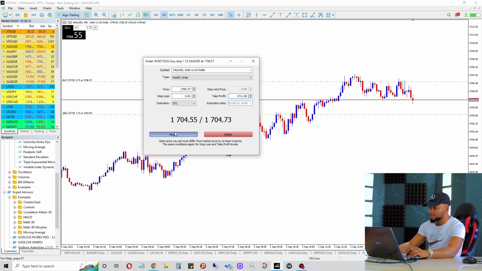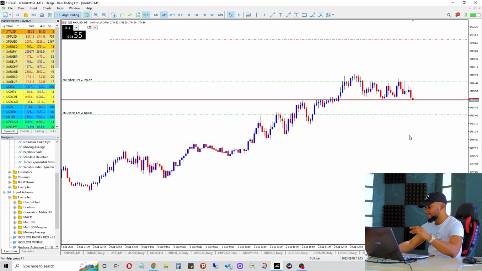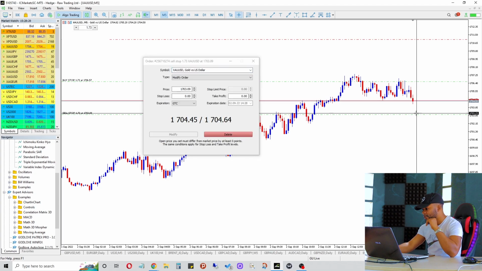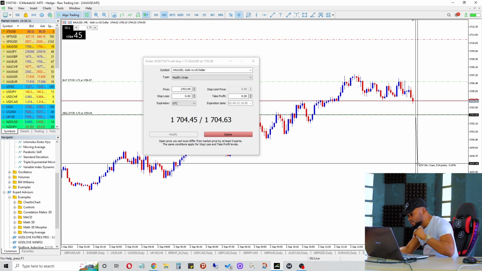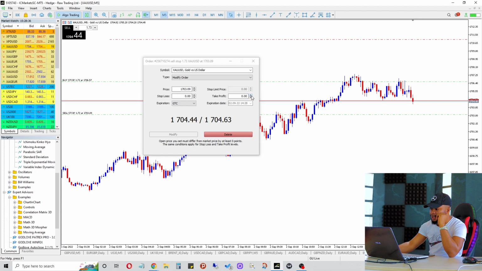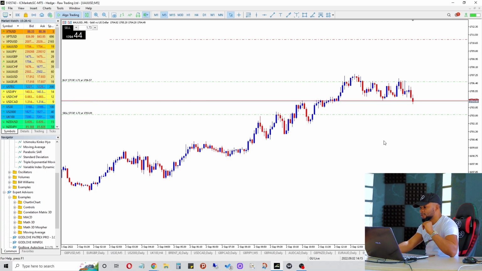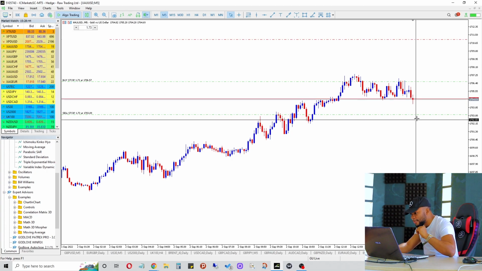1711. Good. That is our take profit. Then let's come down here and do the same. Let's modify our take profit here. It is going to be 50 pips, which is 1697. Good. Let's modify.